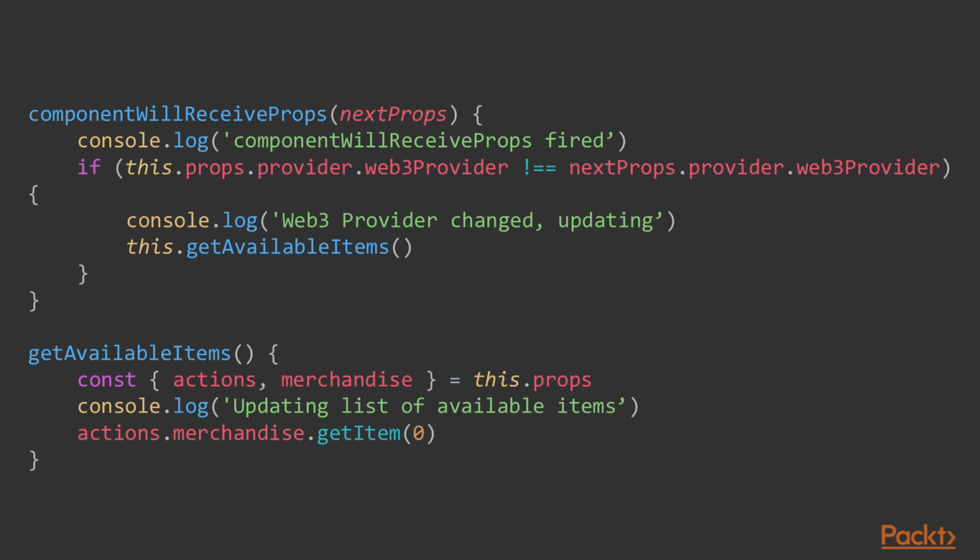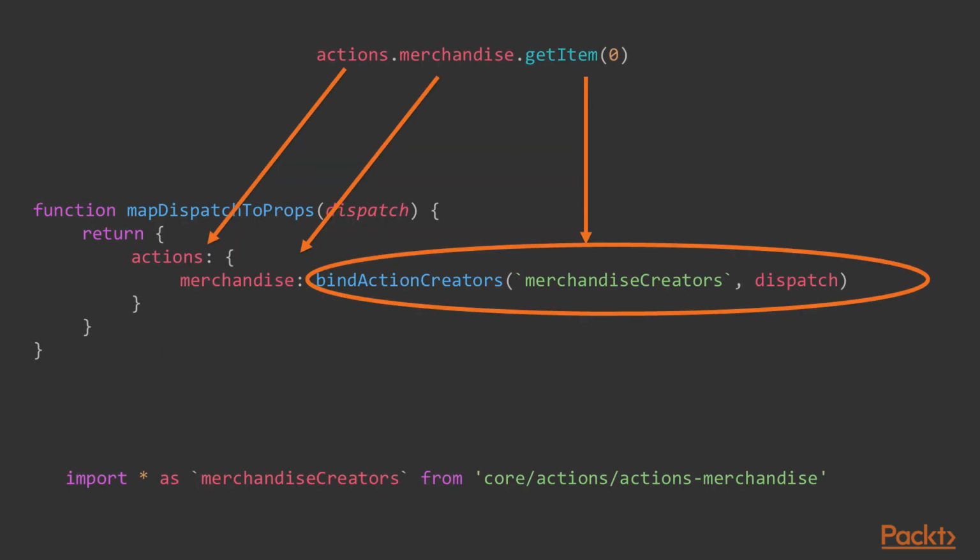That's going to trigger a change in the properties, so the componentWillReceiveProps function gets called. Now that function can get called for any number of reasons, not just because our properties changed. So when it gets called, we're going to specifically look to see if the Web3 provider changed, and if so, we'll call getAvailableItems, another function that we've defined in this component class. That's going to dispatch an action that makes a call to the Ethereum network and our smart contract to call the getItem function.